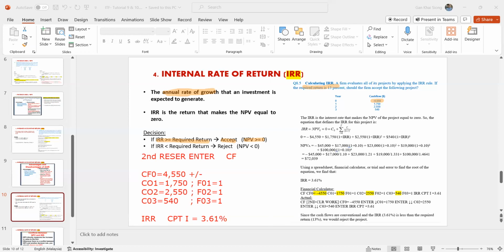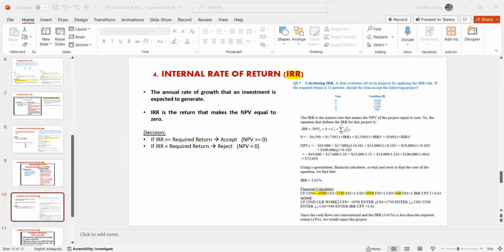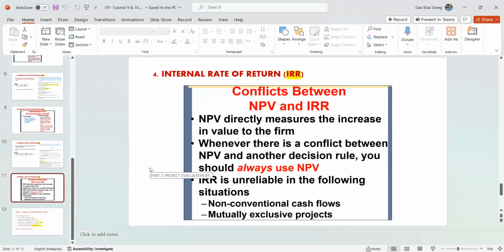So that comes to our disadvantages of IRR. IRR is unreliable in certain conditions. First one is non-conventional cash flow and mutually exclusive projects. Mutually exclusive project means you can only choose one. If you can only choose one, you better use NPV, that will be more accurate.